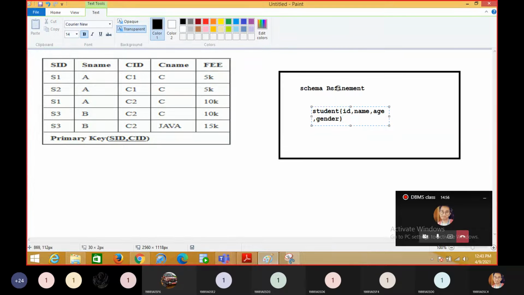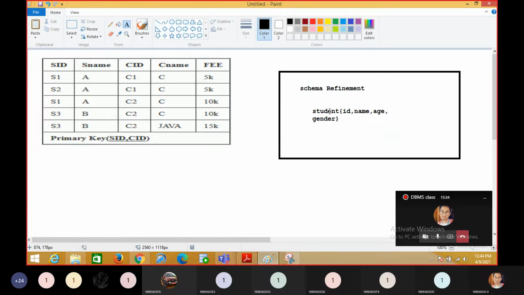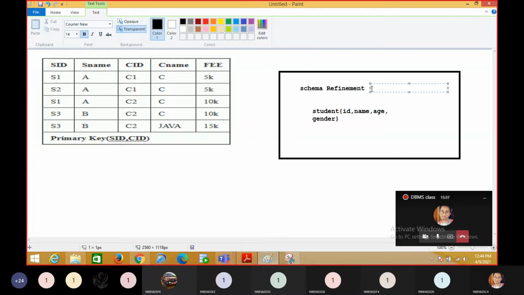So schema refinement. Refinement means what? Refinement means purifying. So you are purifying the schema. How can we do it? See, why do we need refinement here? Why do I need to refine the database? Because of duplication.